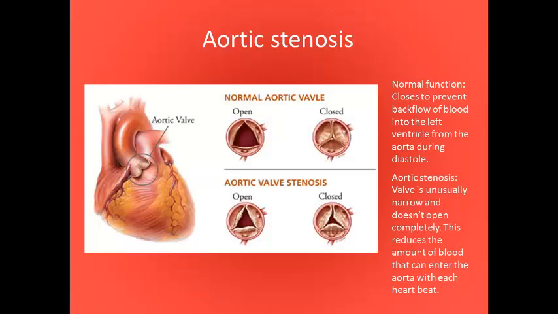The next condition we're going to look at is aortic stenosis. This is where the aortic valve is unusually narrow and doesn't open completely. The aortic valve is one of the semilunar valves. It leads into the aorta. Its normal function is to close to prevent the backflow of blood into the left ventricle from the aorta during diastole. So when the heart's relaxing, it normally prevents backflow of blood. In aortic stenosis, the valve is so narrow that it doesn't allow the normal amount of blood through during systole. So when the left ventricle contracts, it doesn't allow the normal amount of blood to go into the aorta.